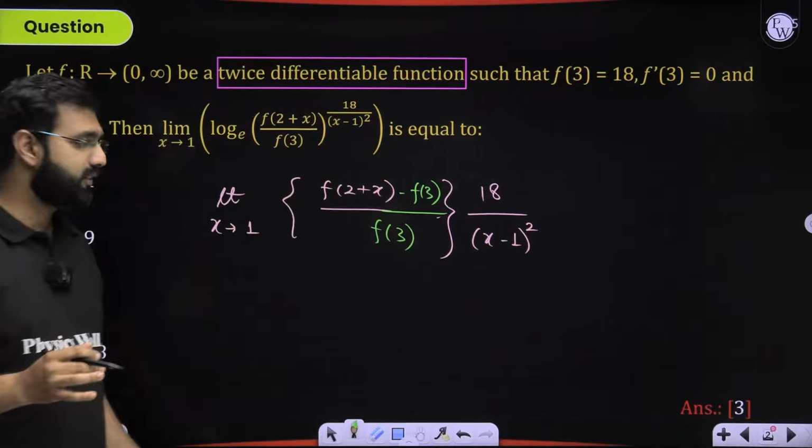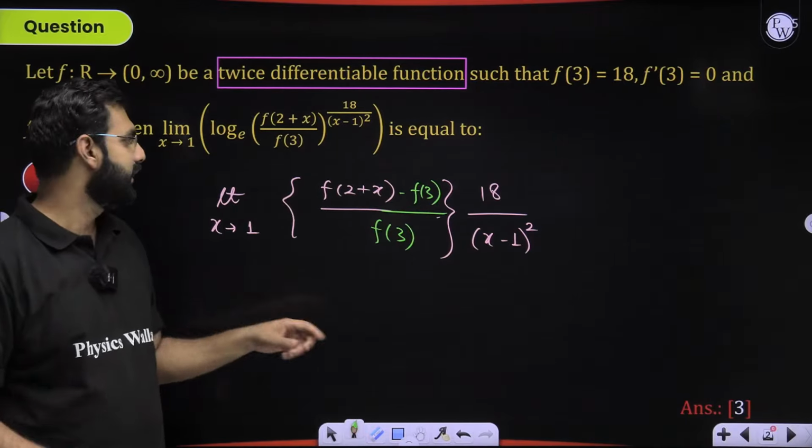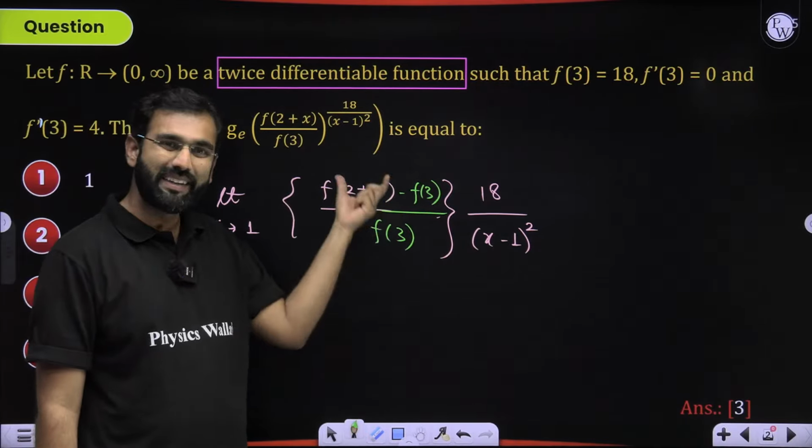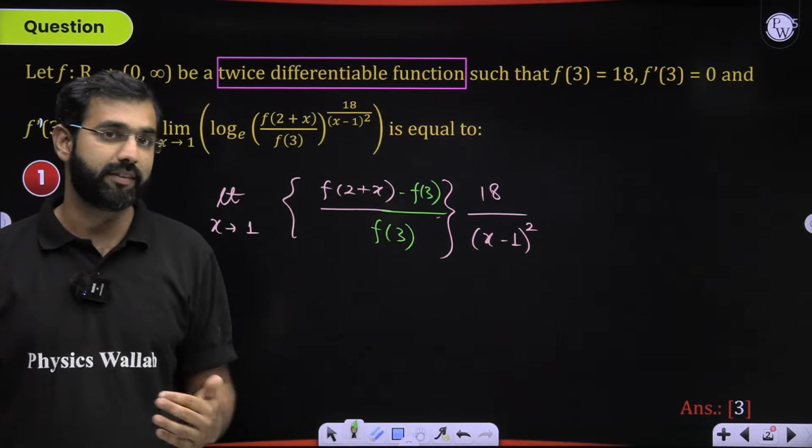So when I apply this limit, again, what do I see? It is f of 3 minus f of 3. That is 0 by 0. So it is going to be a 0 by 0 form.